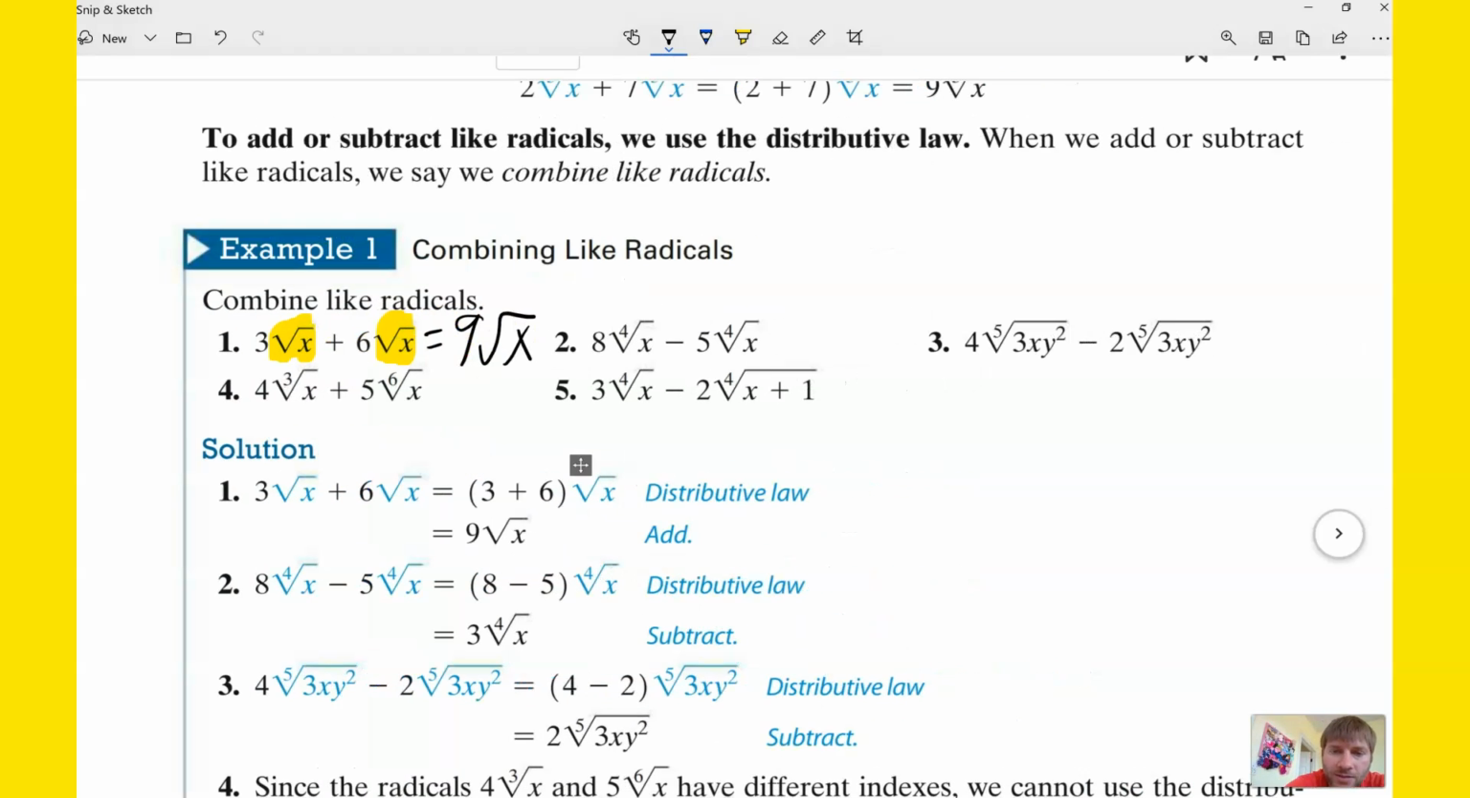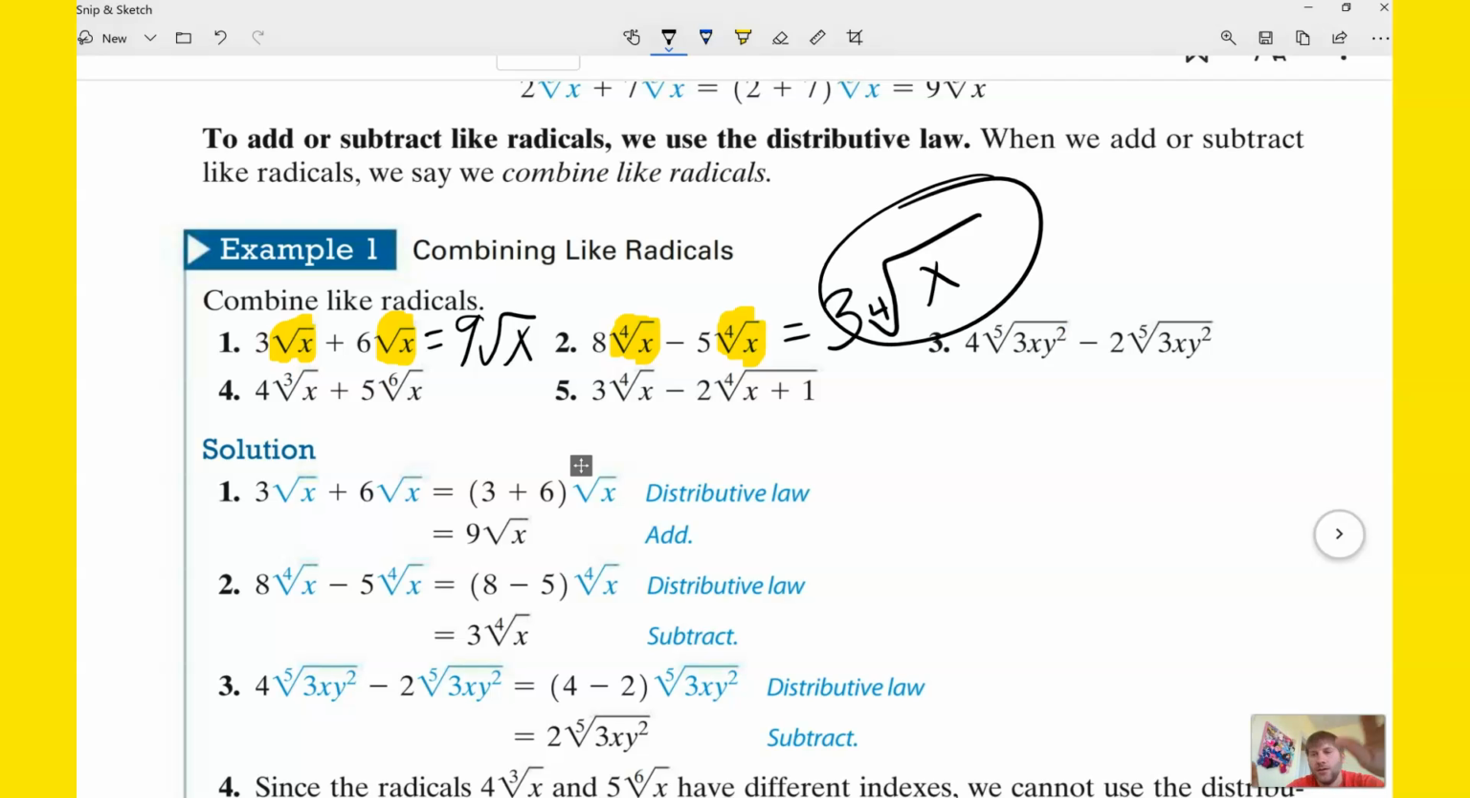All right. Likewise on number 2, we have the exact same thing under the radical, and we have the exact same radical index. So they are like terms, and we can combine them. 8 thingamabobbers, take away 5 thingamabobbers, is 3 of those thingamabobbers. If I could just write it more neatly. 3 of those 4th roots of x.